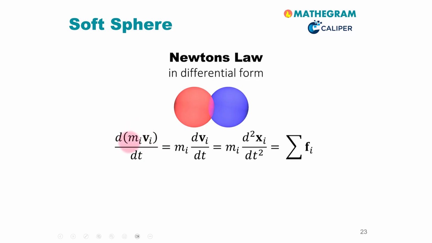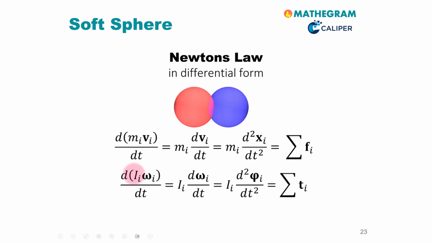This is the translational momentum. If the mass is constant, which is very often the case, we can pull out the mass from the differential and arrive at this equation. Rarely you also find a formulation like this, where we have replaced the velocity by the derivative of the position of the particle. This is not very often the case. Very important, here on the right hand side we just have to sum up the forces.